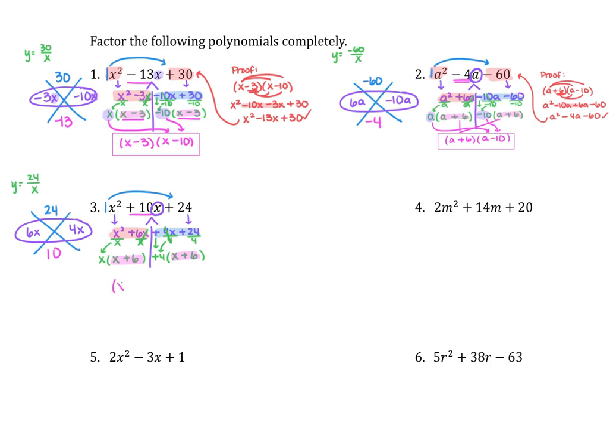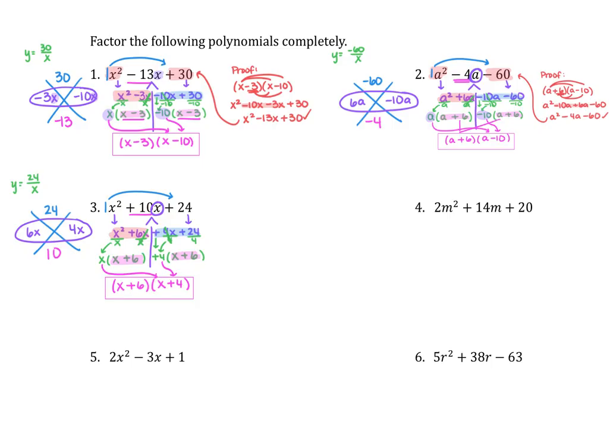So my first binomial is x plus 6. My second binomial is going to be x plus 4. Again, I could do my check step to make sure it comes back to be my starting problem. Again, I'm going to skip that for the time being just to save time in the video.